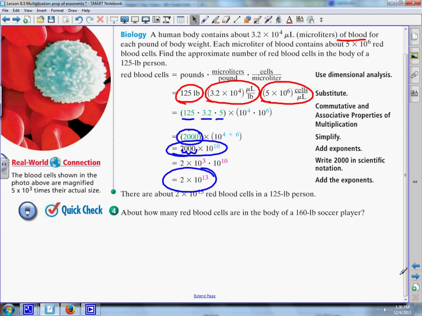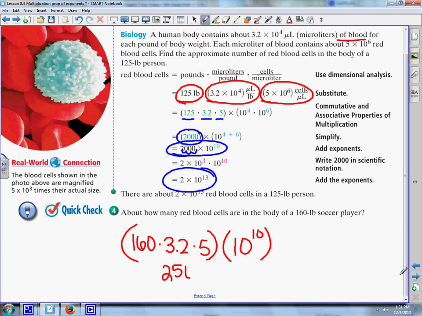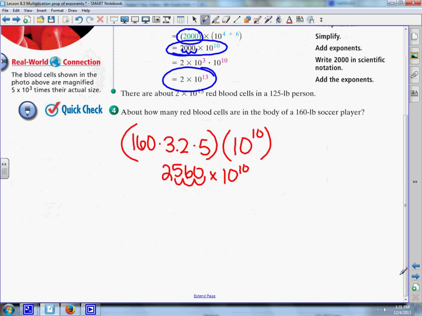So how many red blood cells are in the body of a 160-pound soccer player? So try that one. So you're going to do 160 times 3.2 times 5 times 10 to the 10th. So 160 times 3.2 times 5 is 2560 times 10 to the 10th, and then I'm going to add 3 spaces. So you get 2.560 times 10 to the 13th.